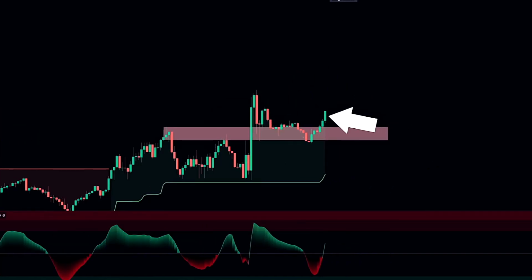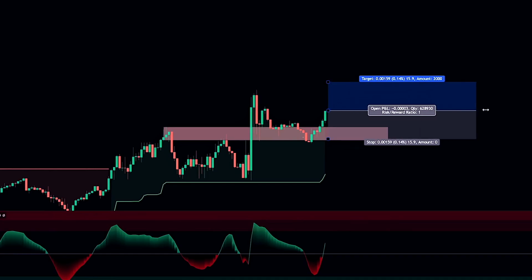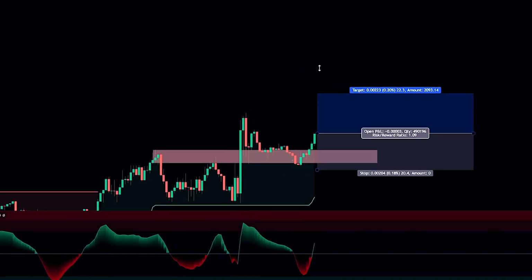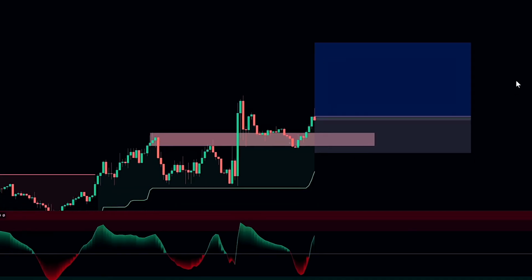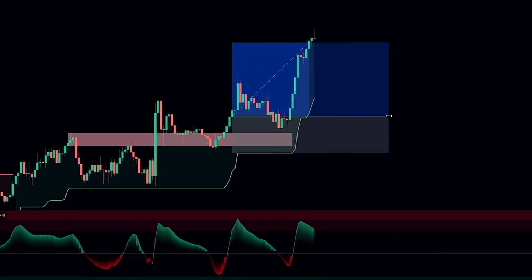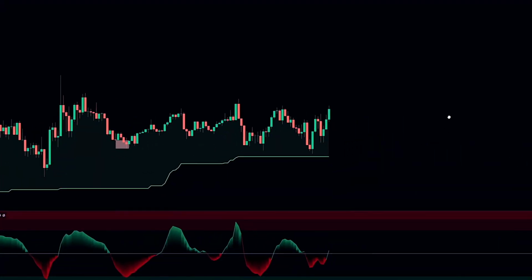So we enter long, put our stop loss just below that resistance, and set our take profit at twice the risk. We let the trade play out, and it hit TP.